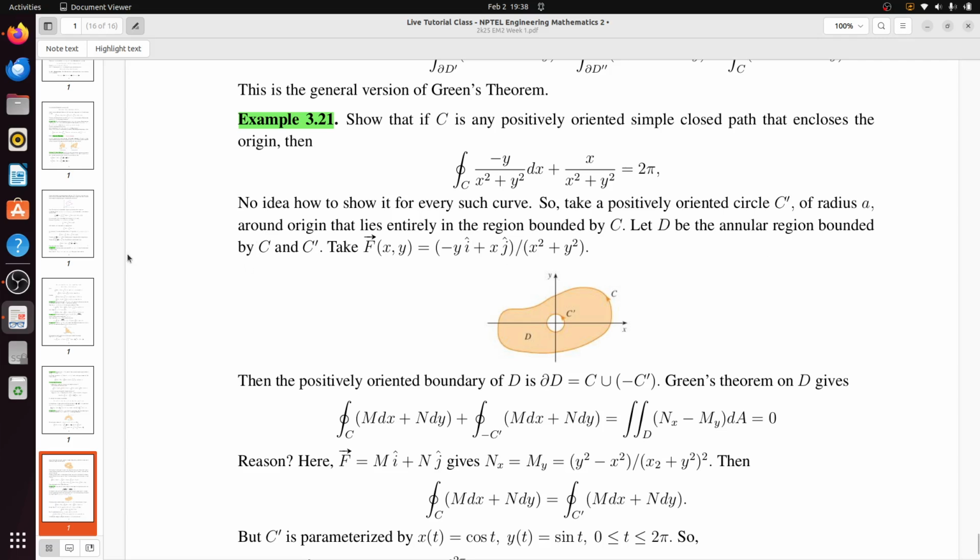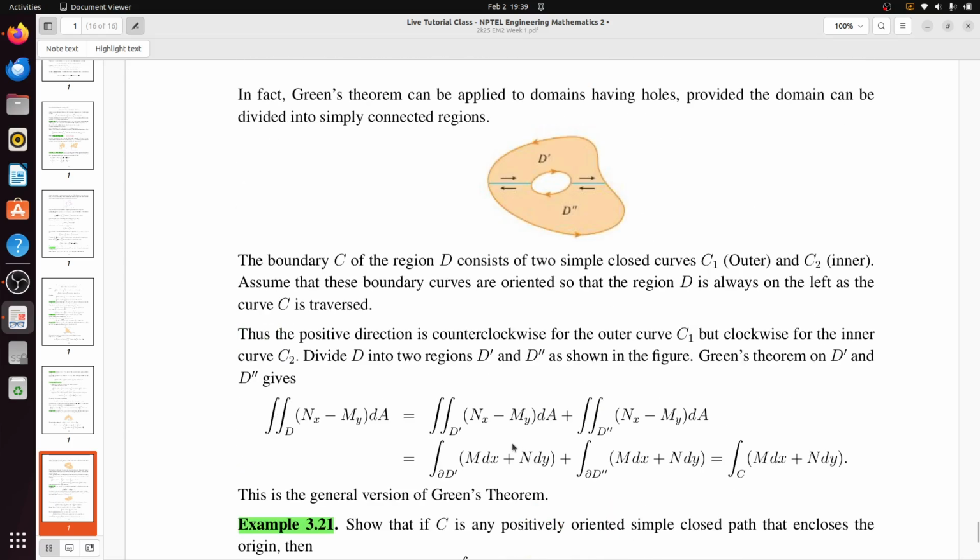So let D be the annular region bounded by C and C prime, this is C and this is your C prime and this is your D region. Okay, then what is your vector? Your vector is minus y i cap plus x j cap by x square plus y square, because you are ultimately determining F dot dr, and that F dot dr will convert into M dx plus N dy, and then this will be upon C plus this orientation, you need to consider in the reverse direction, right? As in the theorem, you need to consider in the reverse direction.